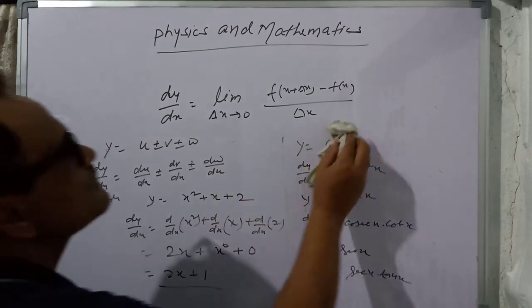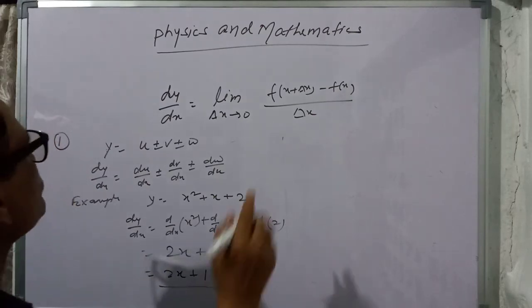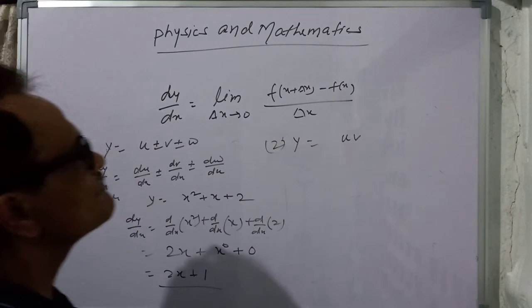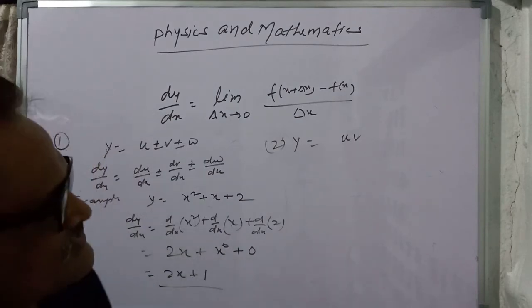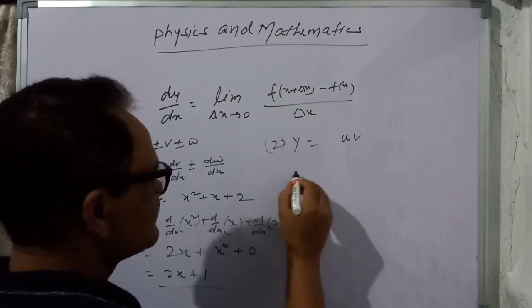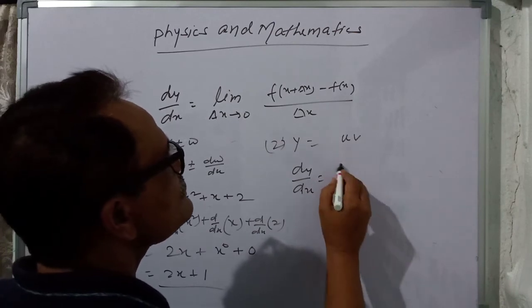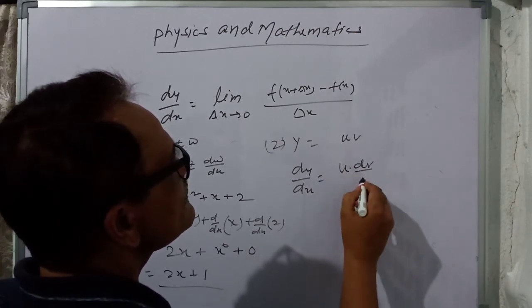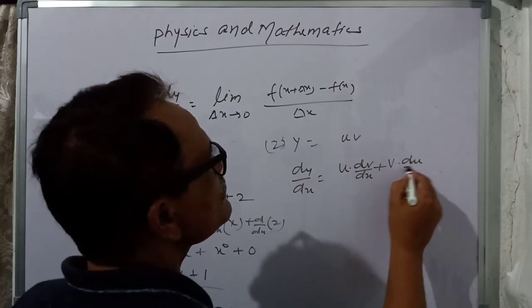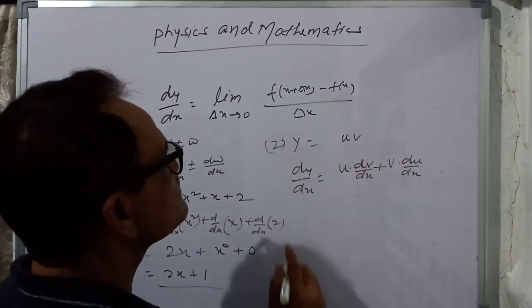And the second is y is equal to u into v, meaning if your function is in the form of a product of two or more functions, then dy by dx is equal to first function into differential coefficient of second function plus second function into differential coefficient of first function. If there are 3 or 4 functions, then too we leave 2 and differentiate 1, and proceed like this.